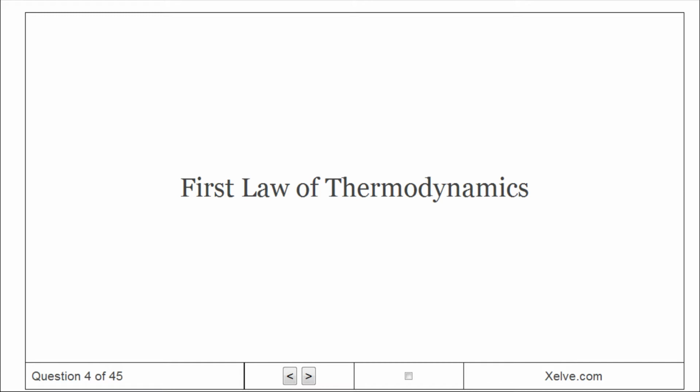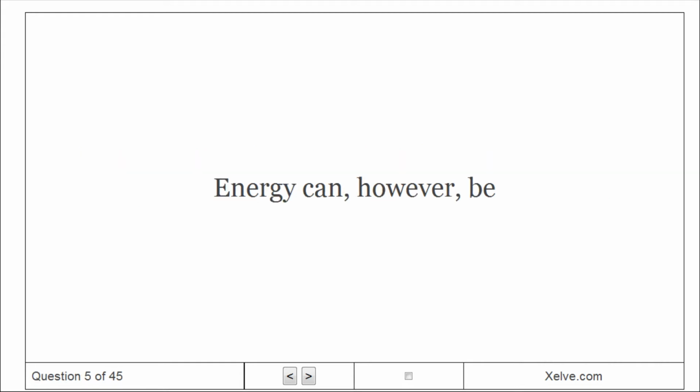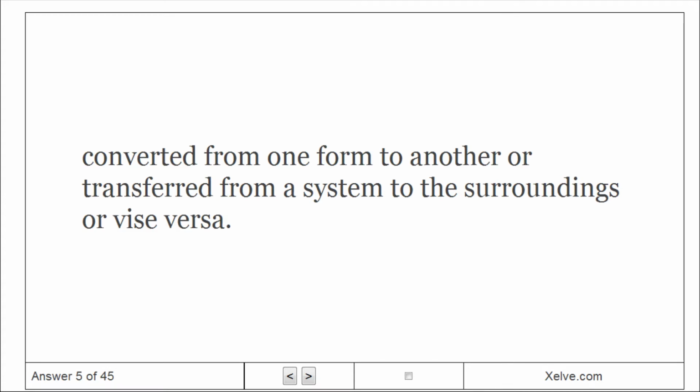First law of thermodynamics: energy cannot be created or destroyed, therefore, the total energy of the universe is a constant. Energy can, however, be converted from one form to another or transferred from a system to the surroundings or vice versa.